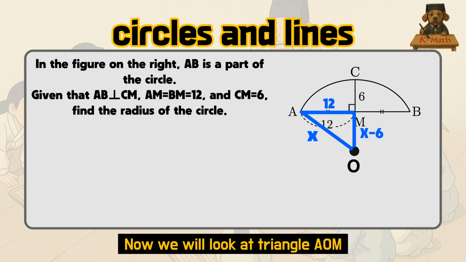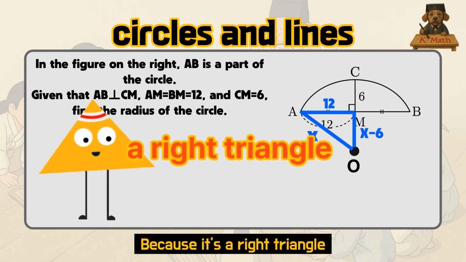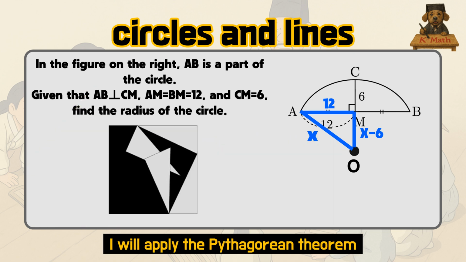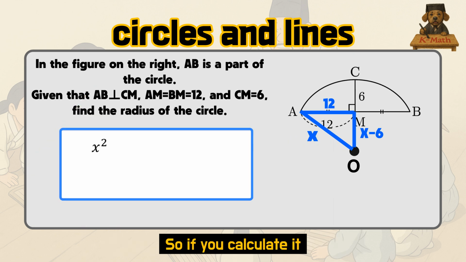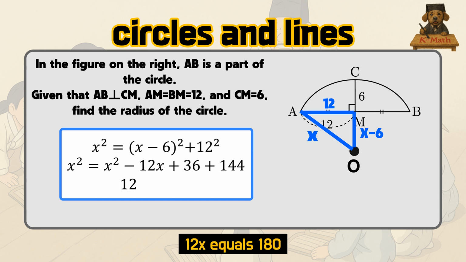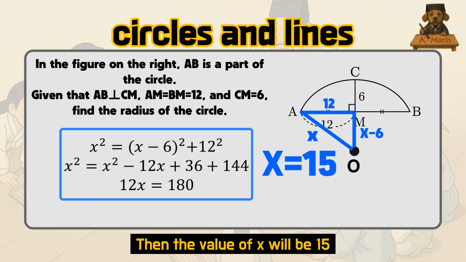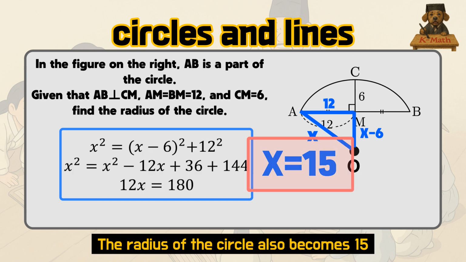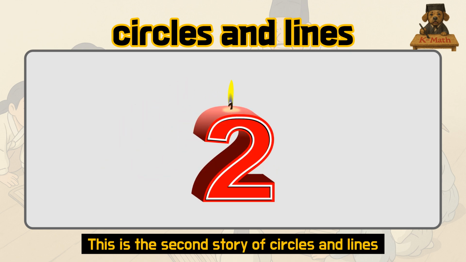Now we will look at triangle IOM. Because it's a right triangle, I will apply the Pythagorean theorem. So if you calculate it, this will happen. 12x equals 180. Then the value of x will be 15. The radius of the circle also becomes 15. This is the first story of circles and lines.